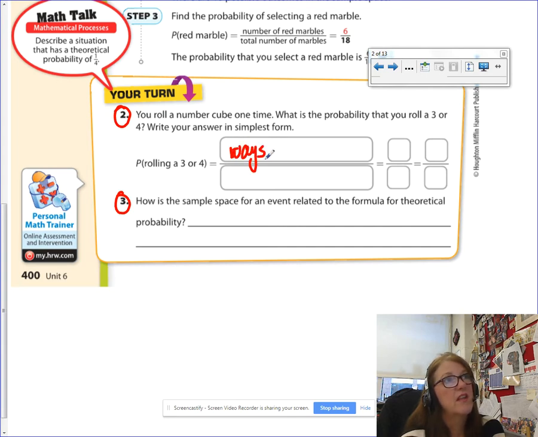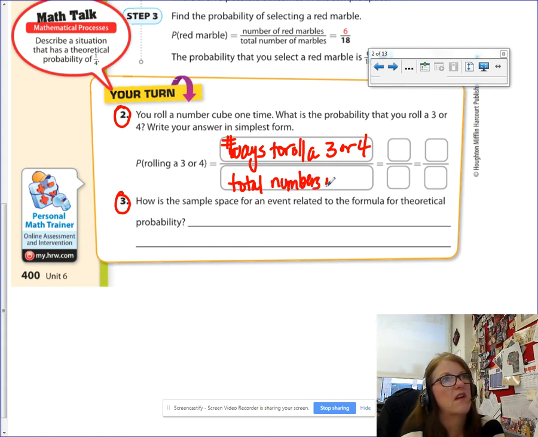All right, here in the big box, they're actually looking for words to describe this. So the number of ways to roll a 3 or a 4, and this is the total numbers on that die. I say die instead of a number cube, all right? So you would get 2 out of 6, or 1/3 in simplest form.